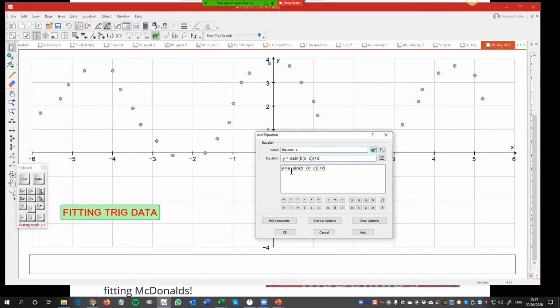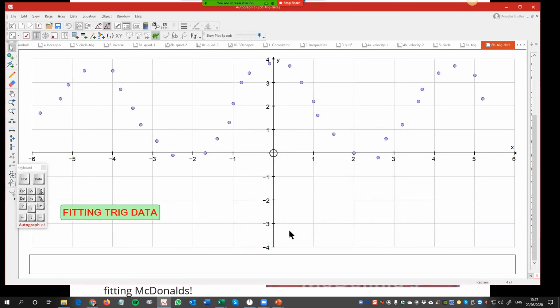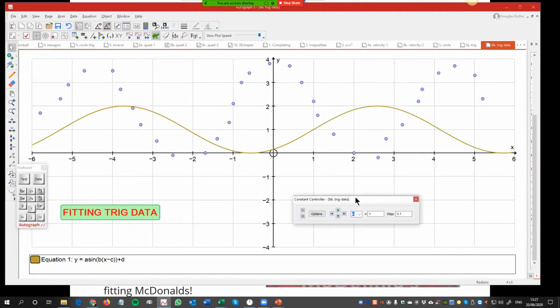Okay, all the values are 1 to start with, but I think I'm going to make C 0, and I'm going to make D 0. So it should be just a straightforward sine wave. Yep. Okay, so what I want to do now is play around with the constants and try to reinforce.